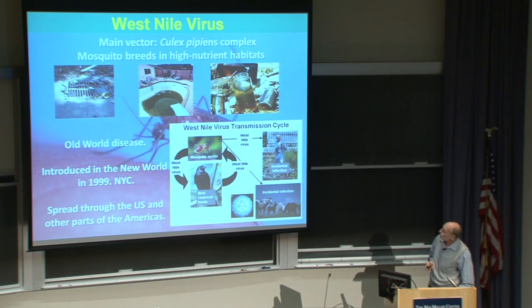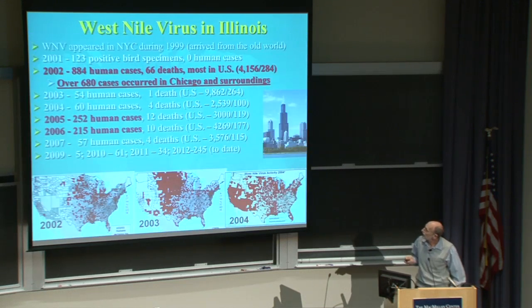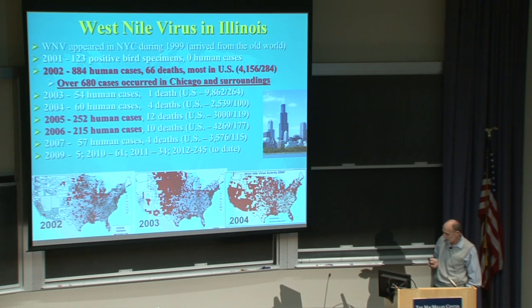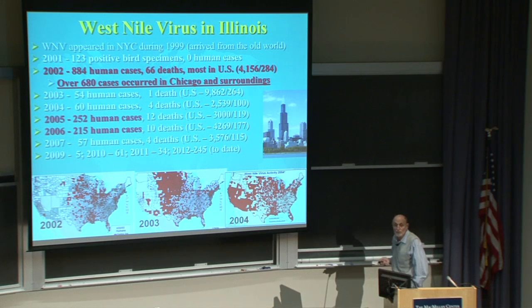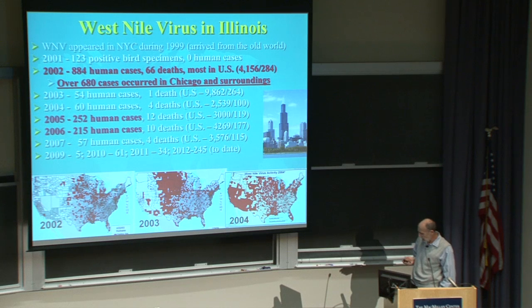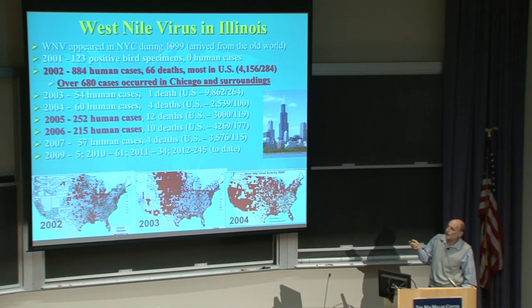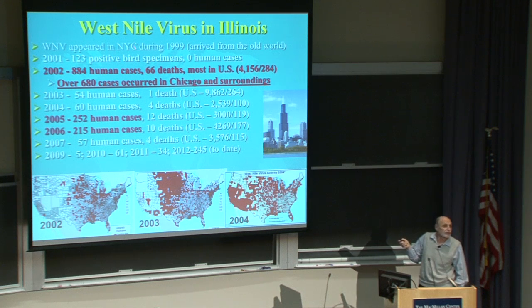So West Nile virus, I think Jeffrey already showed a very similar slide, so I think you know everything about West Nile virus. It came to the US in 1999 from Israel, actually. We know exactly where it came from. And it spread very rapidly throughout the US. I want to talk about what happened in Illinois, where it appeared in 2001, only in birds, no human cases. In 2002, Illinois had the biggest outbreak of West Nile virus until then.